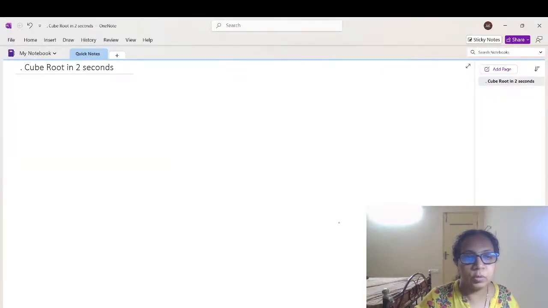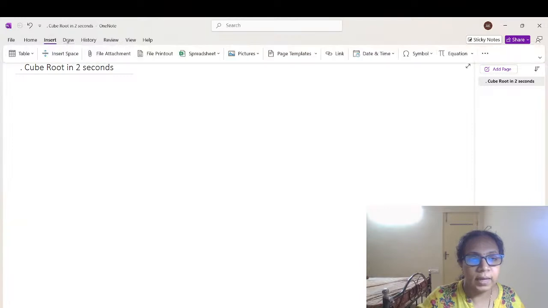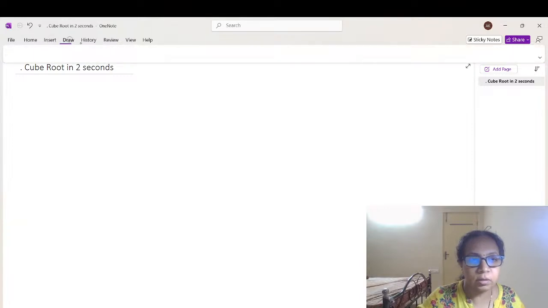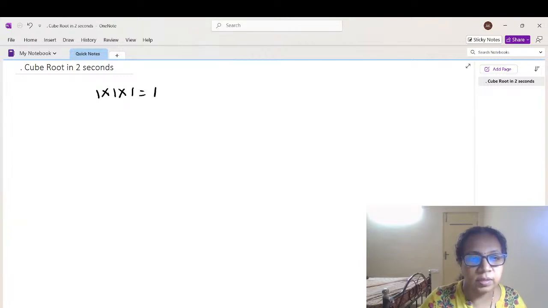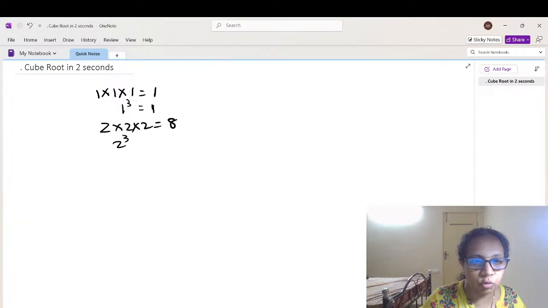In this video, we will look at how to find the cube root of a number in about 2 to 3 seconds. So for that, let us see what is actually a cube root. We know that 1 into 1 into 1 is 1. This can be written as 1 cube is equal to 1. Same way, if you have 2 into 2 into 2, this will be 8. Therefore, we can say that 2 cube is 8, or the cube root of 8, this is the symbol for cube root, is equal to 2.